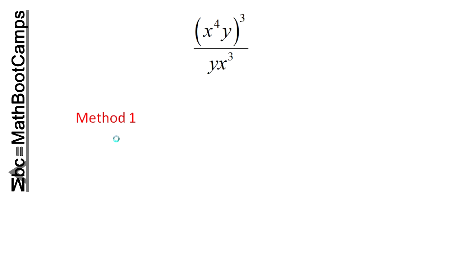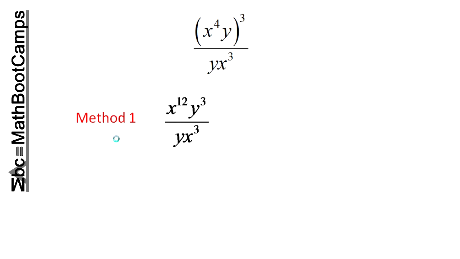Now I'm going to actually show you 2 methods here, but the first step will be the same for both of them. So 4 times 3 is 12, and that y in the top is really a y to the 1, so 1 times 3 is 3. And notice I didn't change anything in the denominator. Now I can directly use the laws of exponents, and this is what's different between this method and the method I'll show you in a minute.